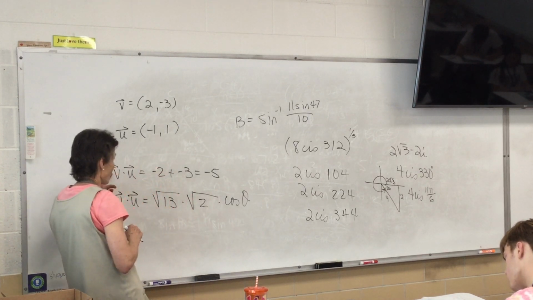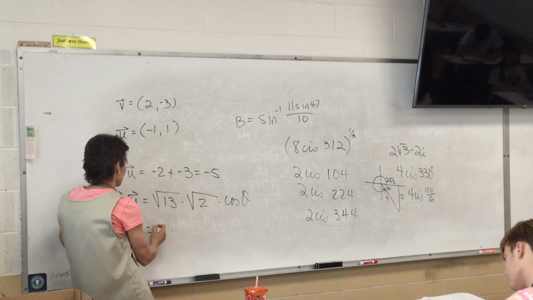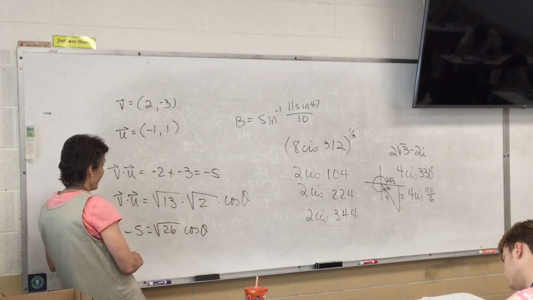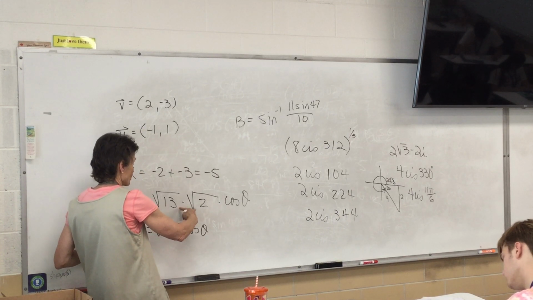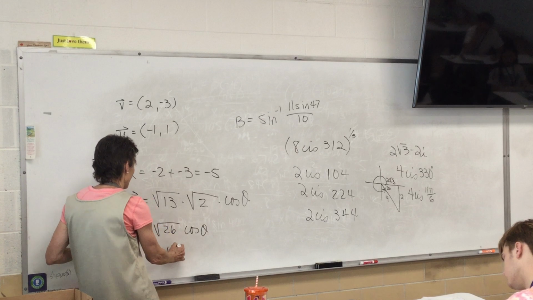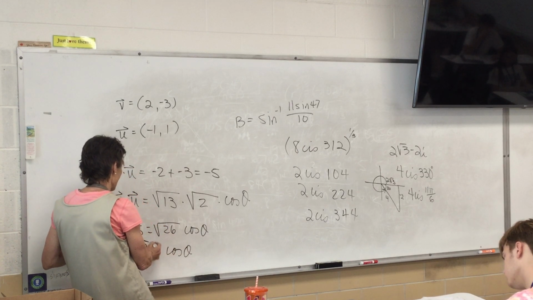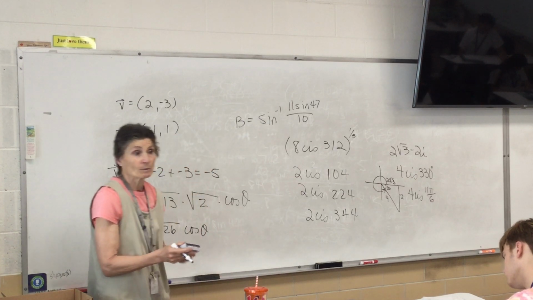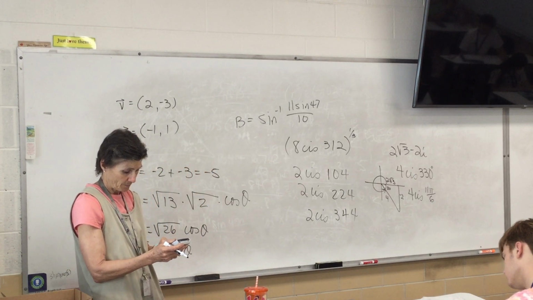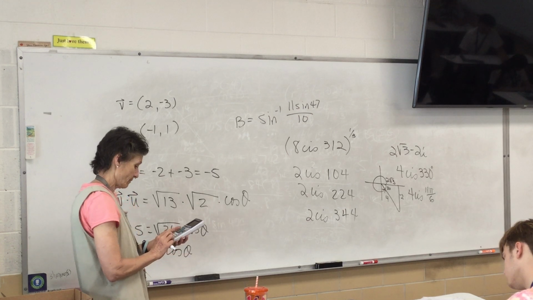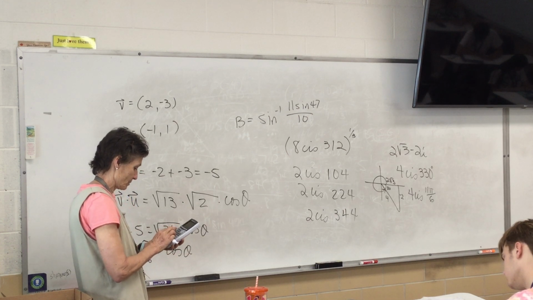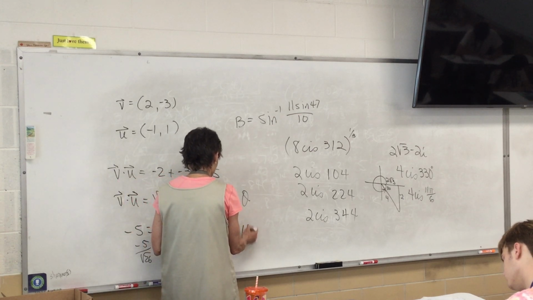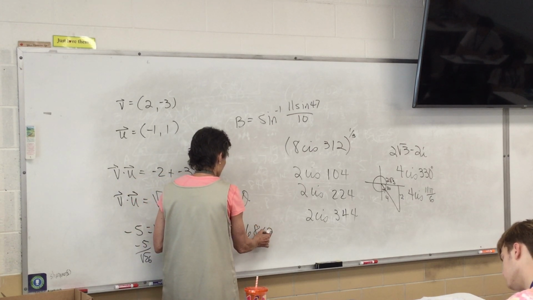Since they are both the dot product, I can set them equal to each other. So -5 equals the square root of 26 times cosine theta, and cosine theta is -5 over root 26. So to find the angle, I will take the inverse cosine of -5 divided by the square root of 26. So theta, the angle between those two vectors, is 168.69.